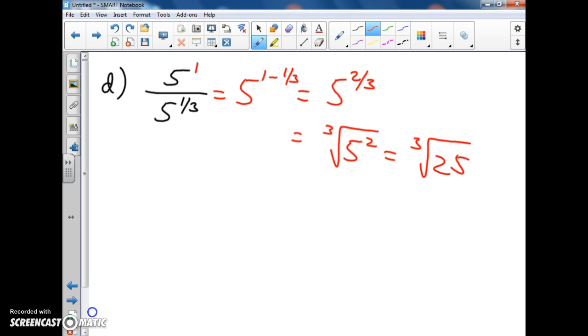Okay, now 25 is 5 times 5. Do you see any triplets in there? No. Okay, is that the answer then? Yes, it is. That's the answer. You got it. There's your answer. Almost over.